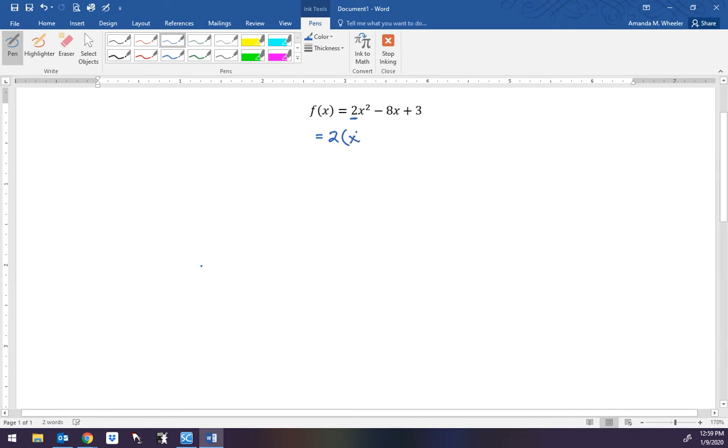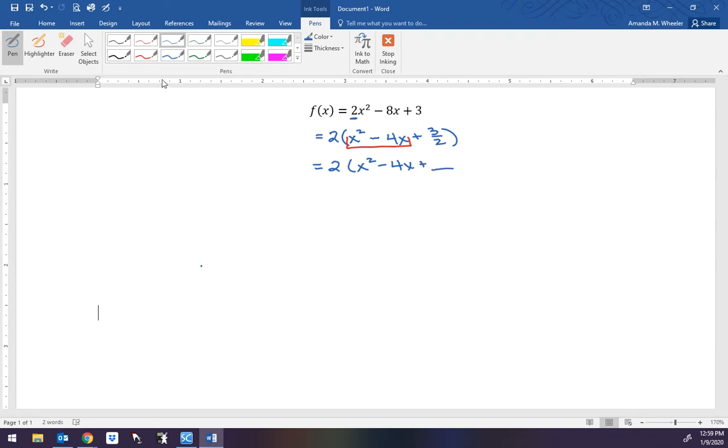The way that I suggest doing it is to factor it out of everything. So x squared minus 4x, and then 3, if we factor out a 2, is going to give us 3 halves. Now we want to complete the square, and remember when we're completing the square, we're only looking at those x terms. So I'm going to spread this out just a little bit. If we want to complete the square, we're going to have to add in a constant to complete that square.